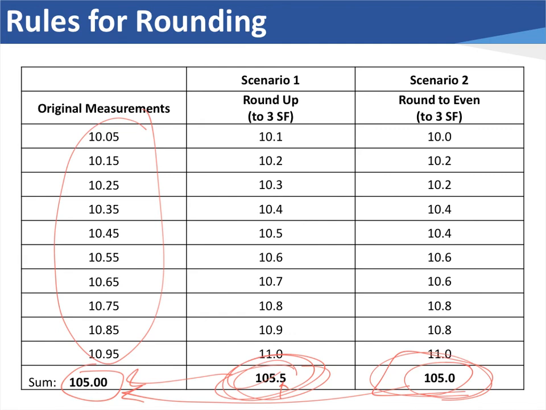5 is exactly in the middle. If it's exactly in the middle, why do we always round up? If you always round up, you create error. So don't always round up. If you round to even, you're rounding up about half the time, and so it evens out. Yeah, that was a pun.